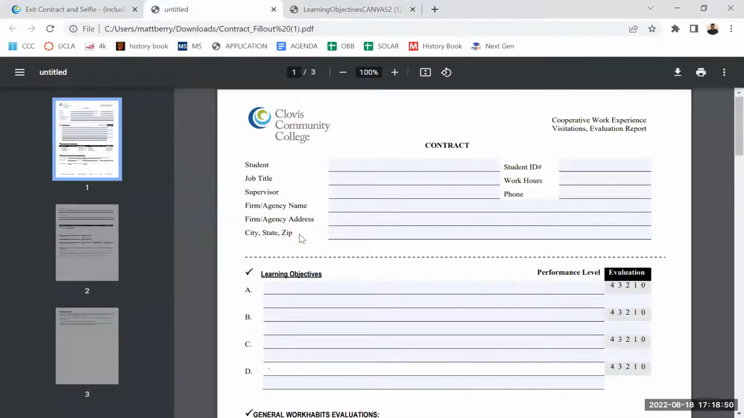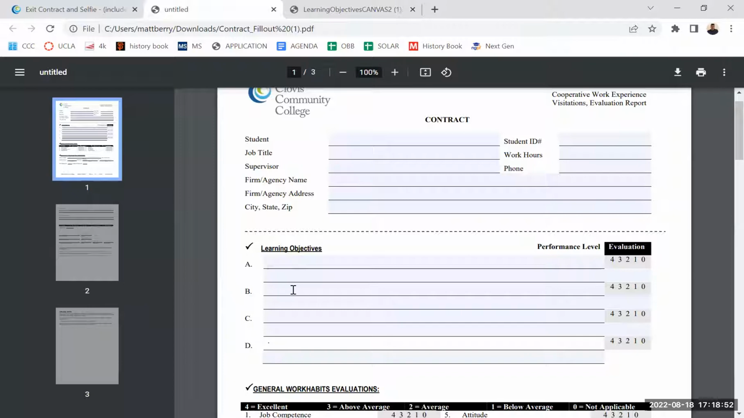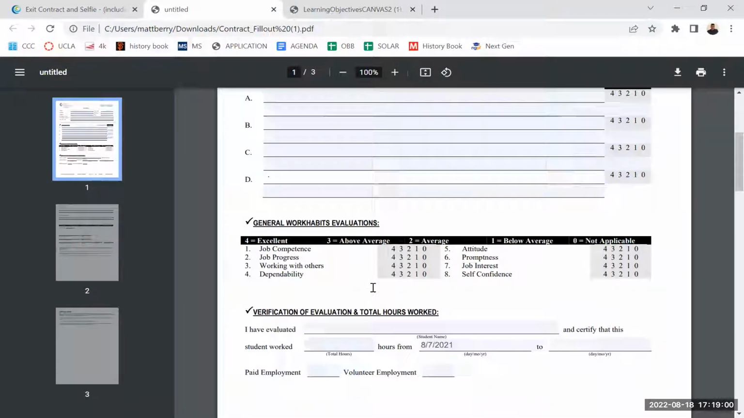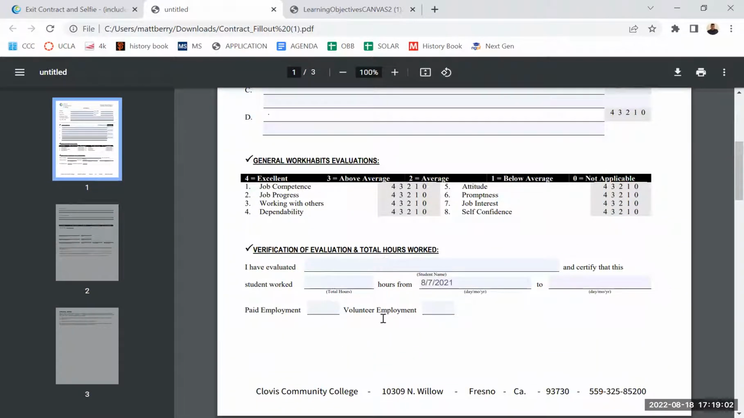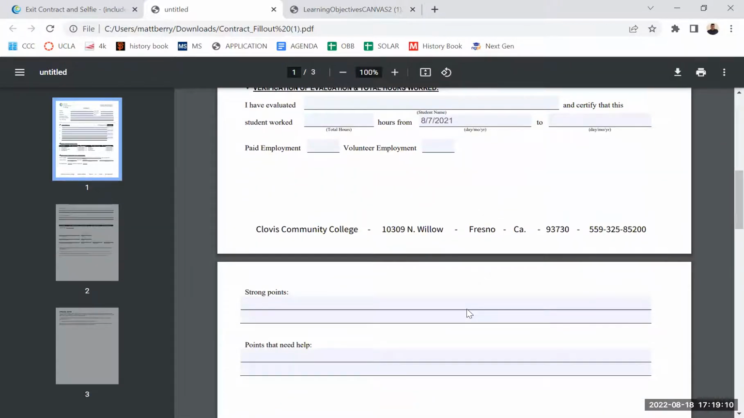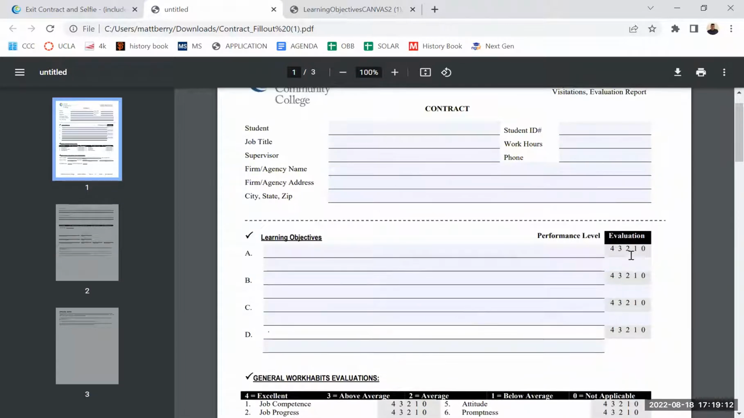Okay, so you can copy and paste these objectives. The objectives you filled out at the beginning of the semester that you're going to do in the next week or two, same objectives right here. You can even fill this in for your supervisor if you'd like. I've evaluated your name. They work this many hours from this date to this date. And then what your supervisor is going to do, they're going to come in. So you'll print it out, give it to your supervisor. They will circle where you were at on each of those objectives. Obviously 4 being you did it great, 0 being you didn't do it at all.